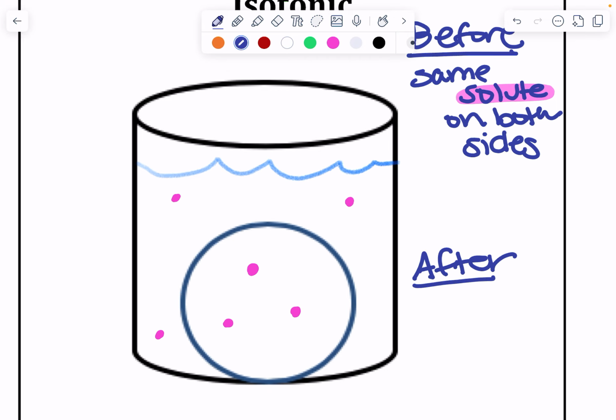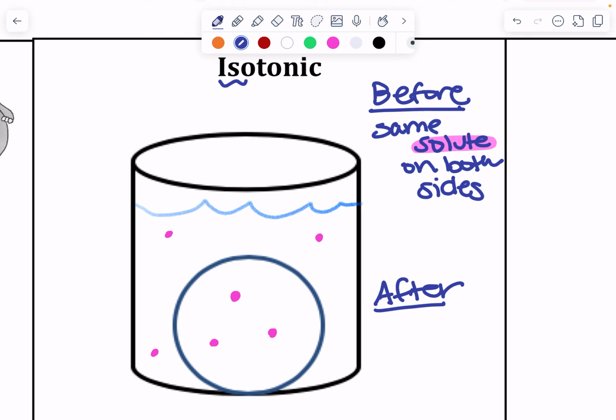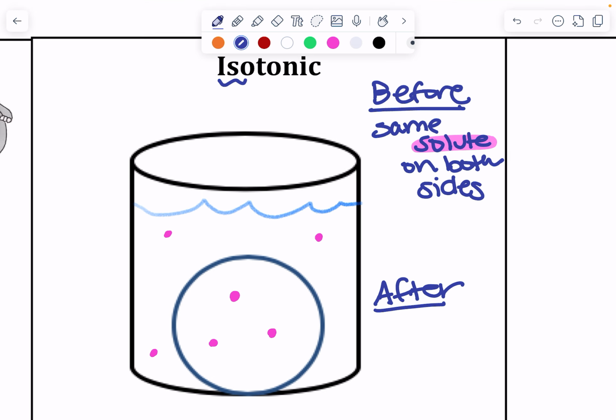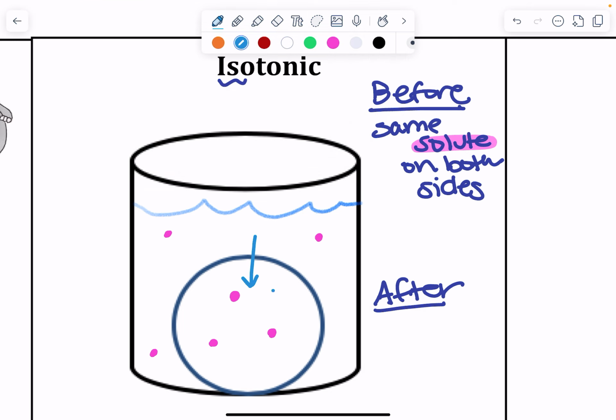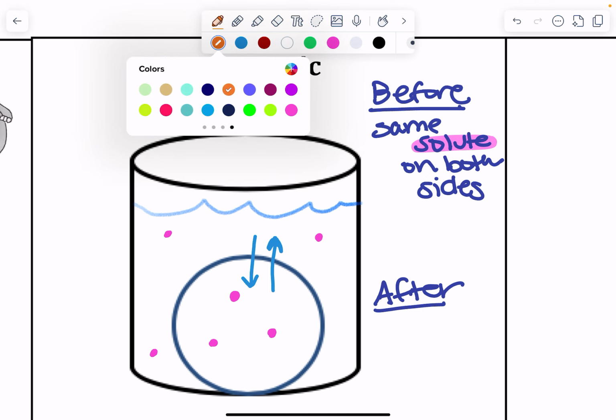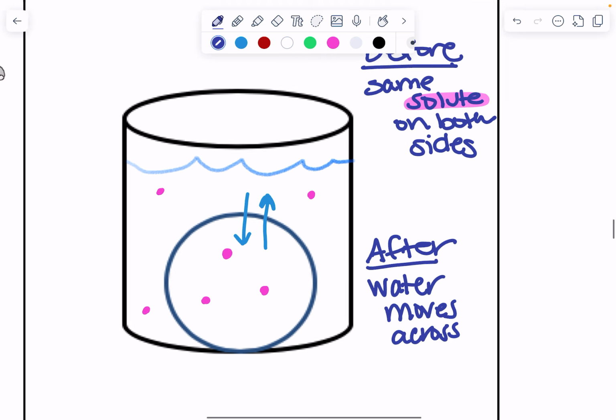So what is going to happen to the cell? Well, with an isotonic solution, the water will move across equally. Let's go ahead and draw our arrow of water moving across, and the arrow is going to show the same length. So you're going to write in your after, I don't remember what color I used. Here it is. That the water moves across equally.